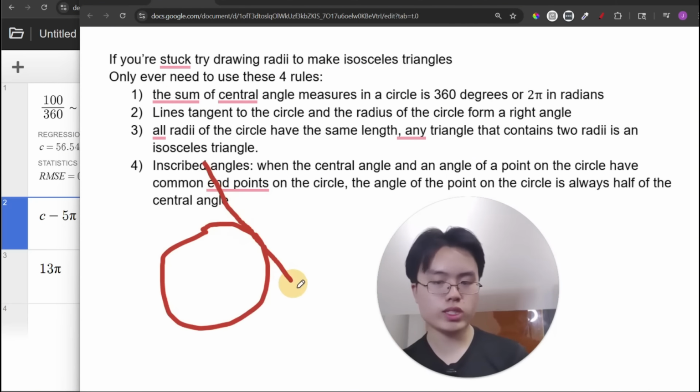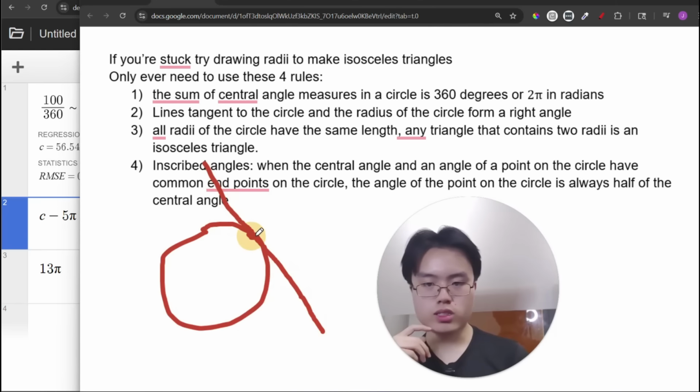So if you see a circle and you see the word tangent, then that's a dead giveaway. Okay, so let's say this is tangent. Pretend it only touches at one point on the circle. That's tangent. So what I'm saying is this line, the line that's tangent to the circle, and the radius of the circle form a right angle.